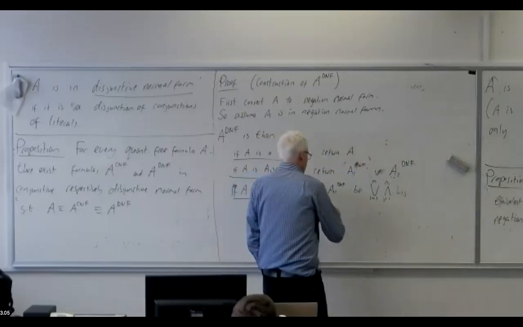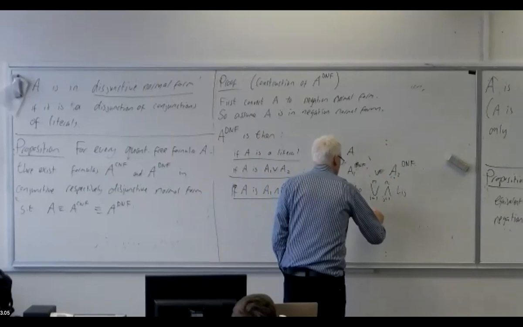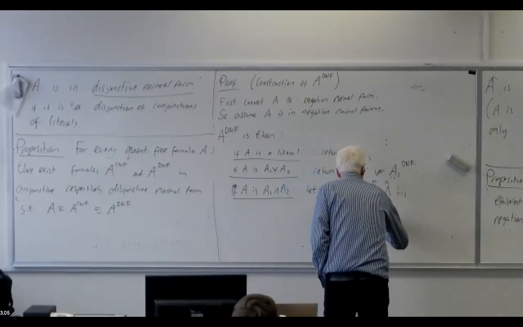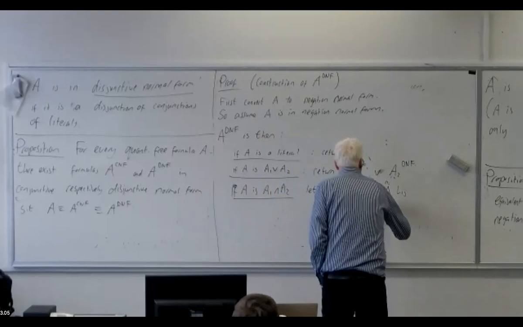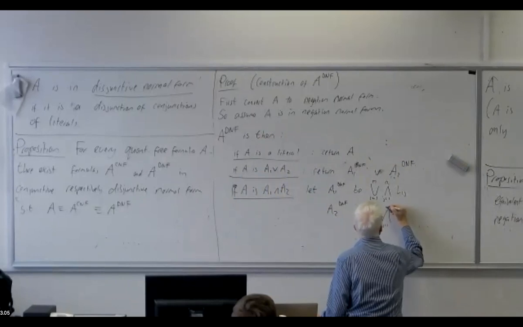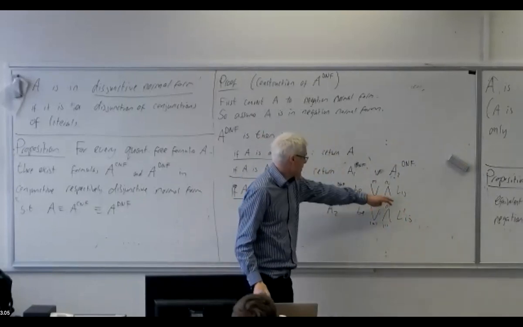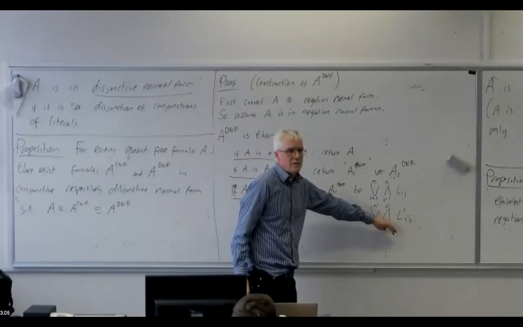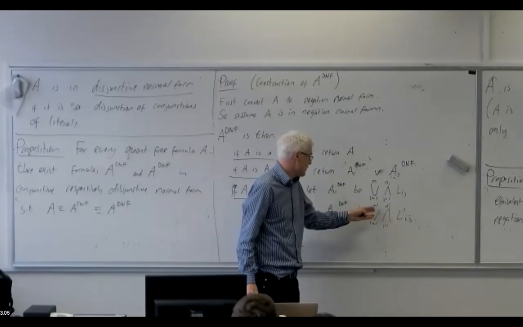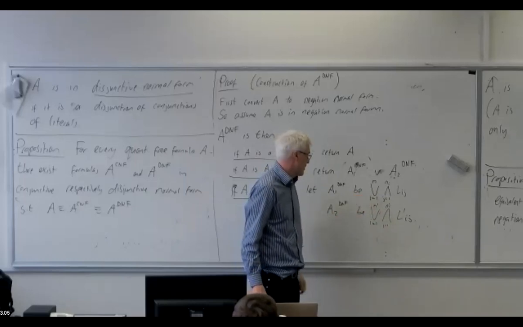So that's A1 in DNF, and let A2 in DNF, we recursively compute that, and that's going to be, again, a disjunction from i is 1 to, let's say, n prime, of a conjunction from j is 1 to n prime sub i, of now L prime ij. And so we've got this big disjunction and this big disjunction, and we need to take the conjunction of them and put that in disjunctive normal form.